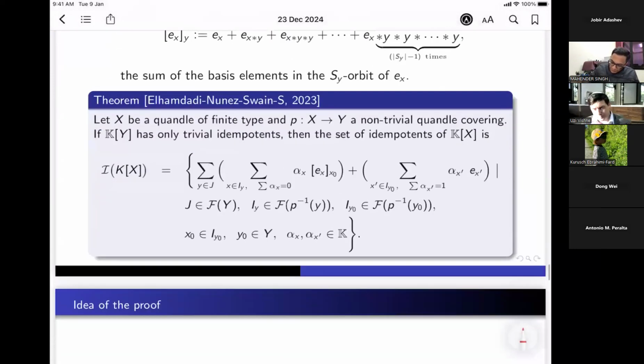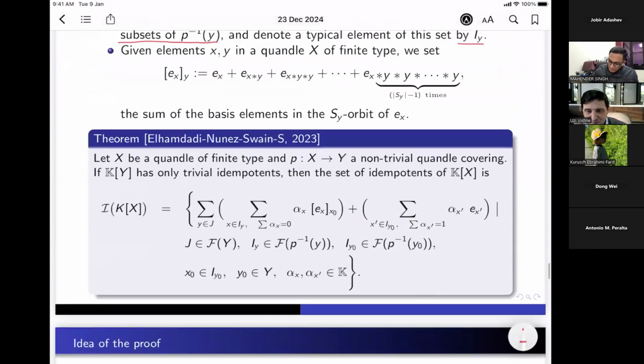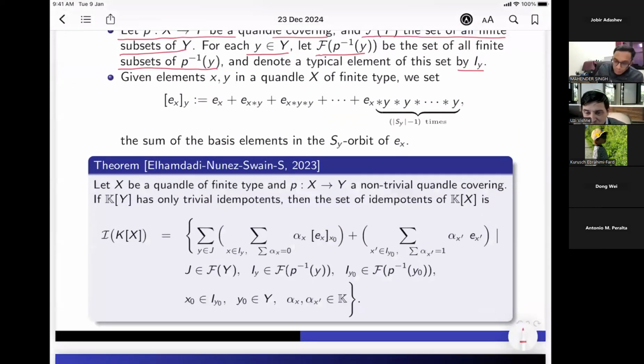I have drawn a picture, I guess. Let us look at this example. You have your total space X, base space Y, and a covering p. For each point y, if you take the fiber p inverse of y, it will have a bunch of points depending on how many sheeted the covering is. So I denote a finite subset by that notation. Let's come back to the statement. Let me set one more notation here.